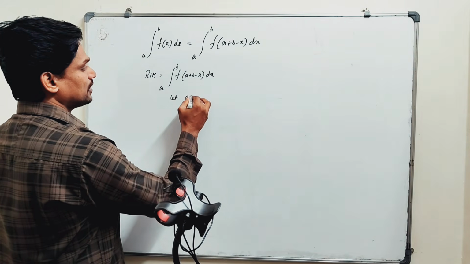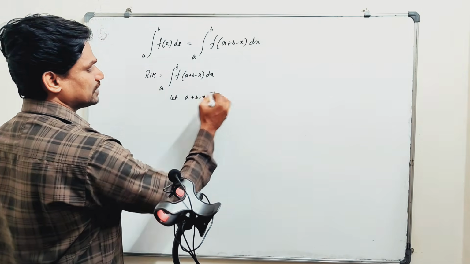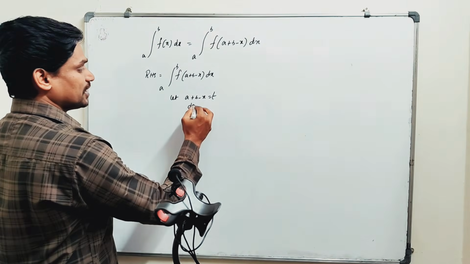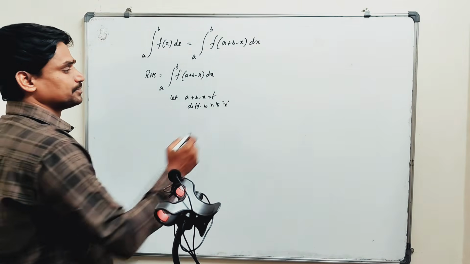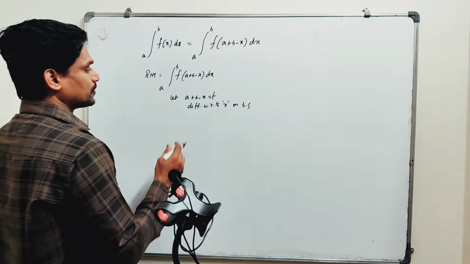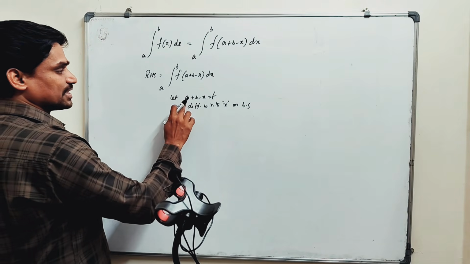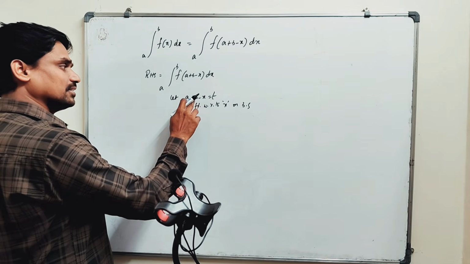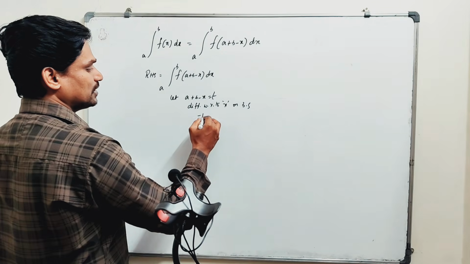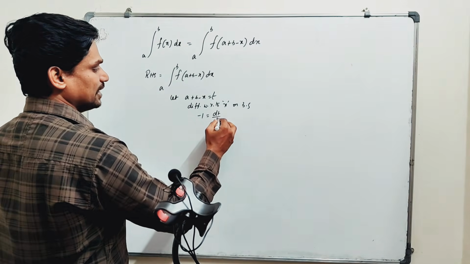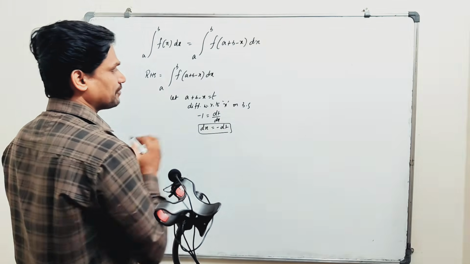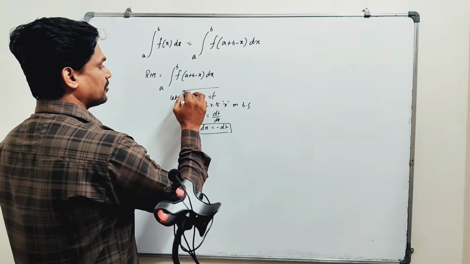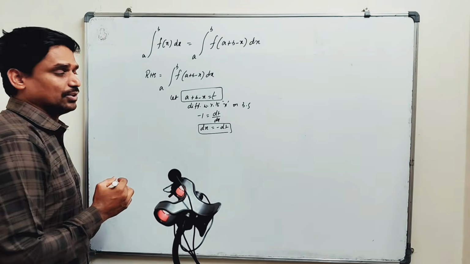So let a plus b minus x be t and differentiate with respect to x on both sides. So now we'll just differentiate. a plus b is a constant, so its differentiation is 0, and minus 1 is dt by dx. So now dx is minus dt. So we have got the dx value and we have got the a plus b minus x value.